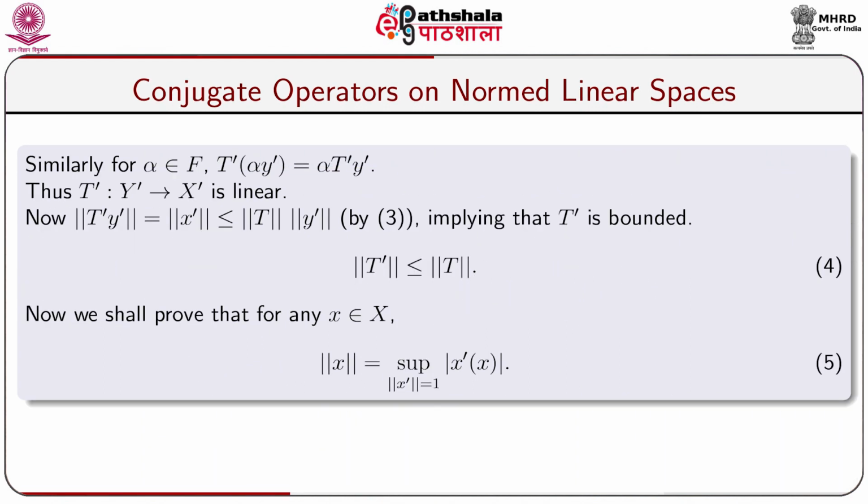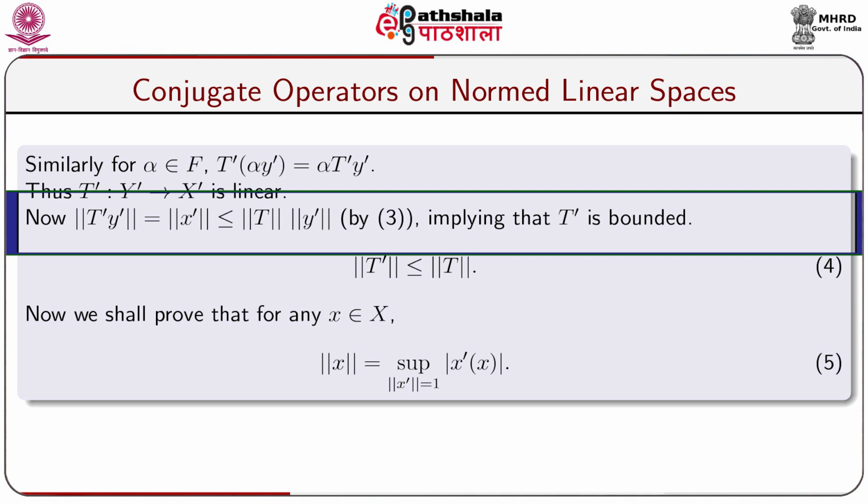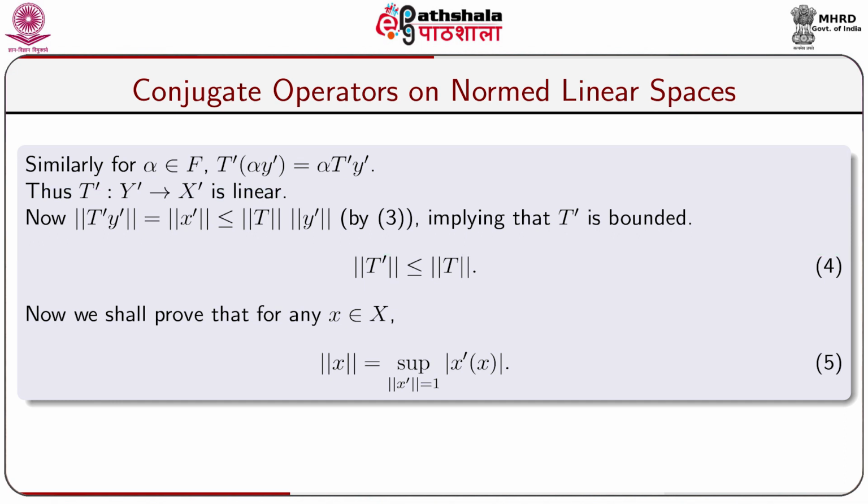Similarly, for alpha belongs to capital F, T'(alpha y') equal to alpha T'y'. Thus, capital T' from capital Y' to capital X' is linear. Now, norm T'y' equal to norm x', which is less or equals to norm T into norm y' using equation 3, which implies that T' is bounded. So, norm T' less or equals to norm T, this is equation number 4.